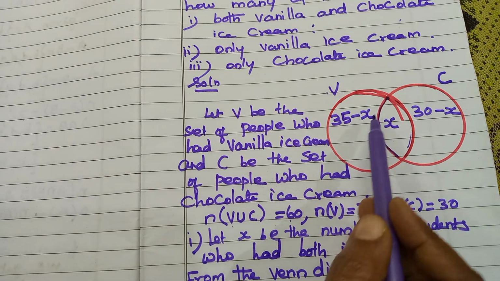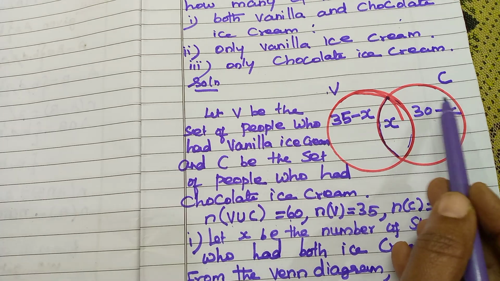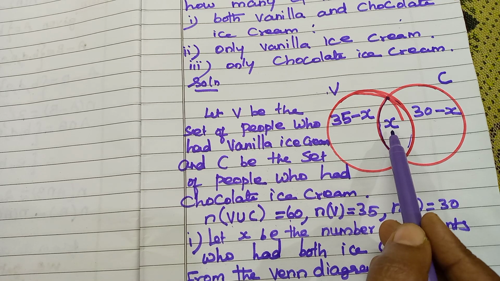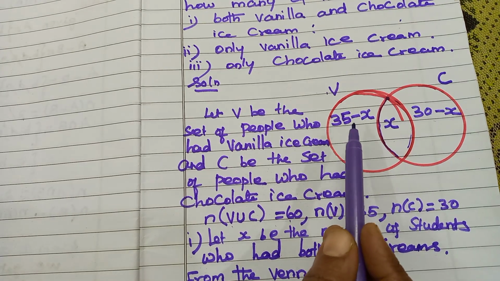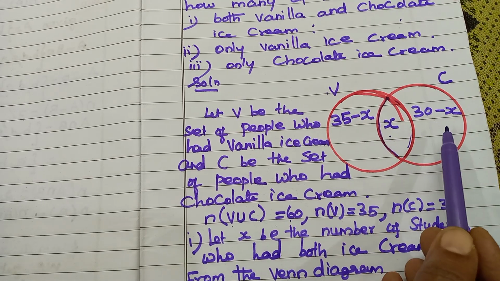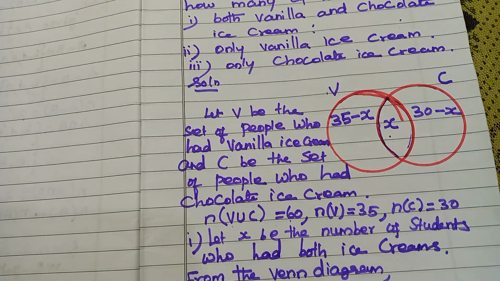So A minus B is only 35 minus X, is it? Similarly, this one, C minus B, is only 30 minus X, is it? This intersection part, A intersection B, is X. We have the formula: N of A minus B plus N of A intersection B plus N of B minus A is equal to N of A union B. Okay, using that condition we are going to find out.